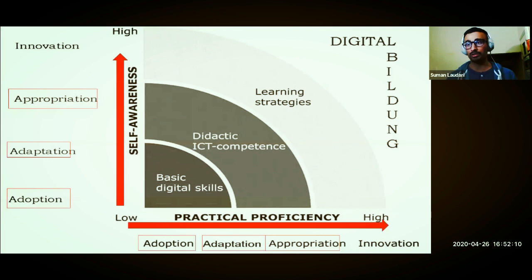Just aba LMSs haruko kura chai appropriation huncha. LMS bhaneko chai yadi tapai Google Classroom prayog garnu bho, tapai ko classroom anusar banaunu bho, tesma course upload garnu bho bhane chai tyo appropriation ma jancha, ra ani tes pachadi chai innovation huncha. Ra yo alikati kaha pani fit huncha bhanda kheri SAMR bhanera huncha.